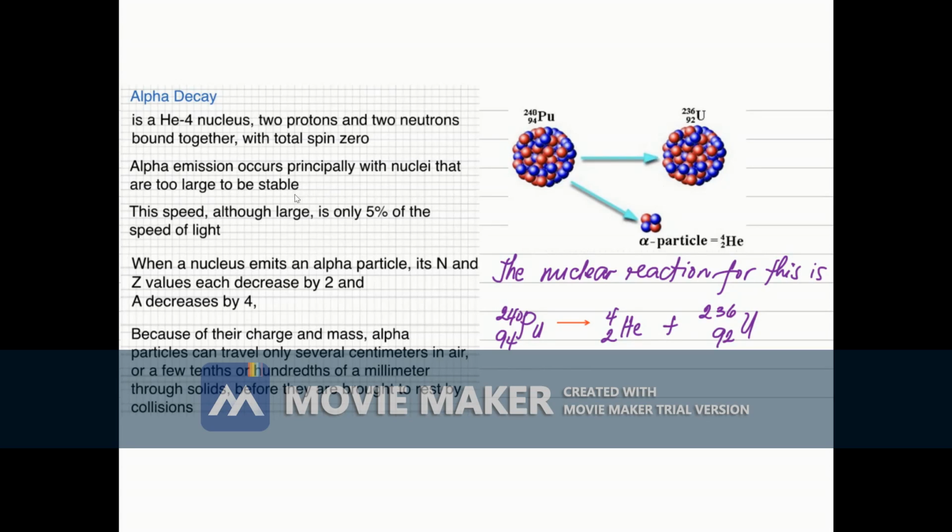For example, this is plutonium, I guess. This nucleus is too large to be stable, so it would decay, emitting an alpha particle at a speed of around 5% of the speed of light, into the more stable uranium-236 nucleus, so that the nuclear reaction will occur.